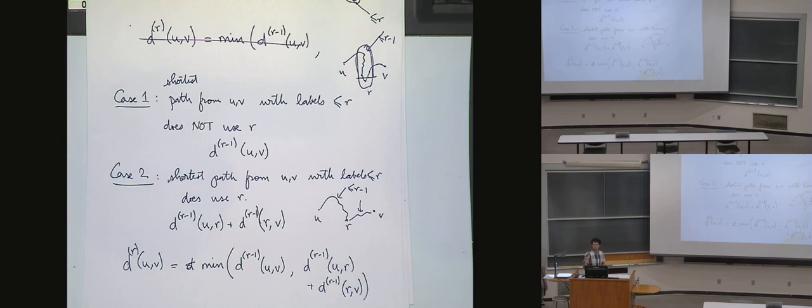Yes? Is the numbering with respect to U and V, or can it be any numbering? It just doesn't matter, right? When you implement a graph, you just assign labels 1 to n. So this is just saying that you want to go from U to V. It doesn't matter what U and V are, but you only want to use intermediate vertices whose label is at most R.